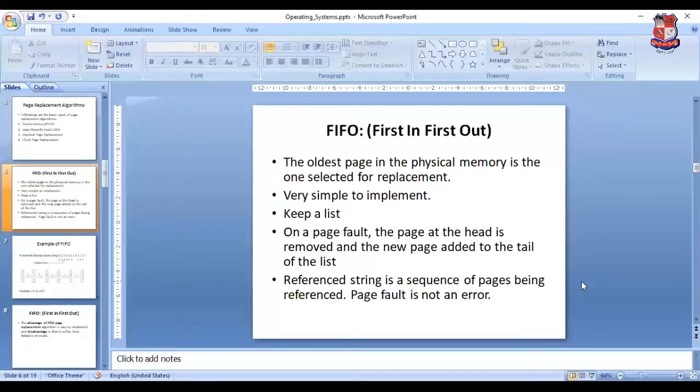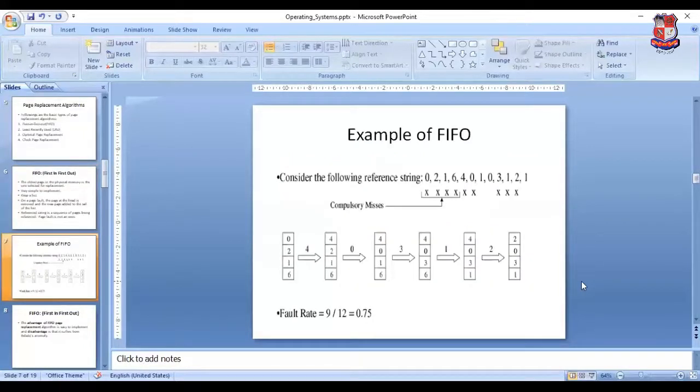It is the oldest page. The oldest page in the physical memory is the one selected for replacement. This method is very simple to implement. It makes a list. On a page fault, the page at the head is removed and the new page is added to the tail of the list. Reference string is a sequence of pages being referenced. Page fault is not an error. Here we see an example of FIFO.